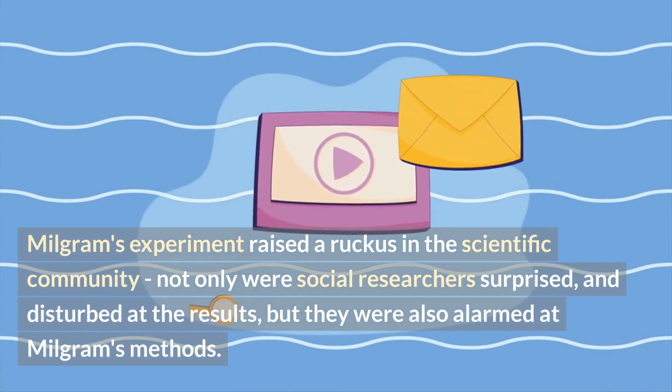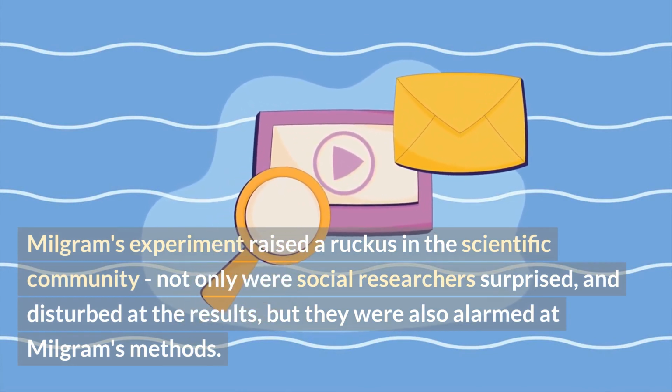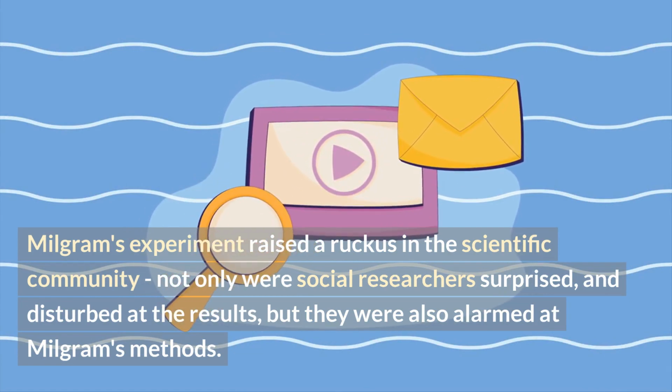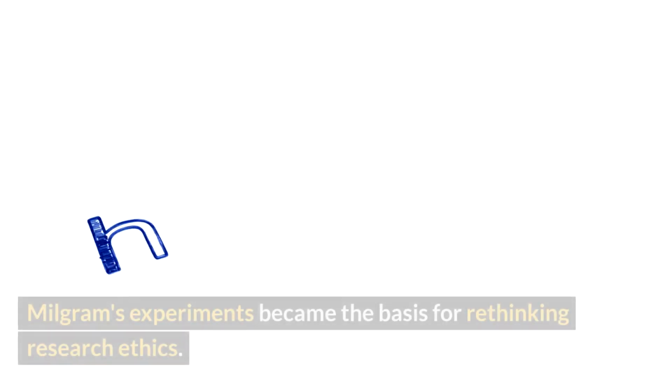Milgram's experiment raised a ruckus in the scientific community. Not only were social researchers surprised and disturbed at the results, but they were also alarmed at Milgram's methods. Milgram's experiments became the basis for rethinking research ethics.